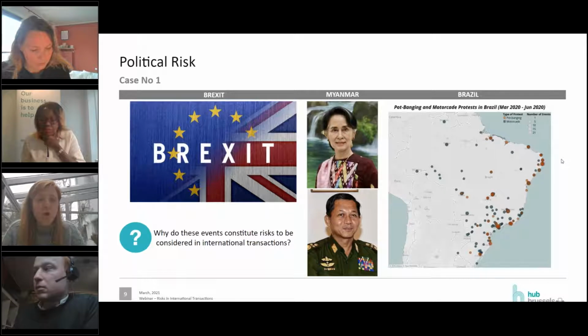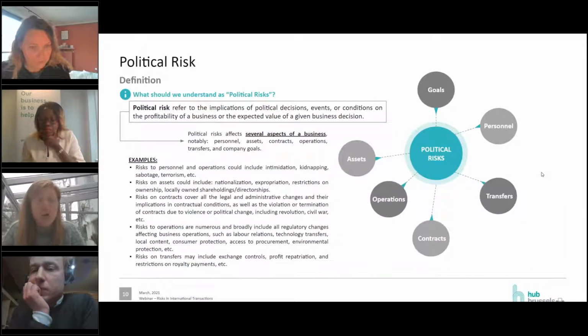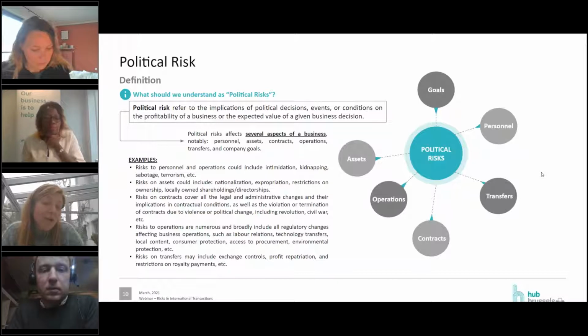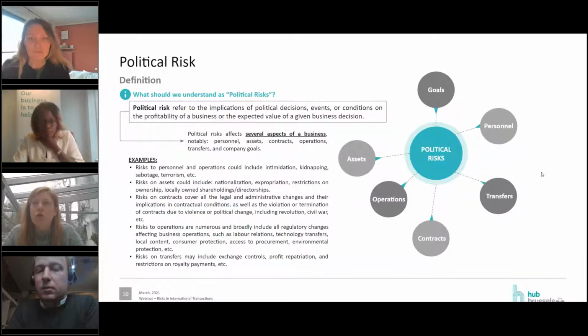So maybe we can go now to the slide where we have the definition of political risk, which is a very, very broad definition. Basically, it refers to the implications of recent political decisions, events, or conditions that affect the profitability of a business or the expected value of a given business. Why expected? This is mostly in relation to investments, and for example expropriation of investments that can happen in those countries that don't have a sound economic policy, but actually just freeze assets or freeze investments that companies have made. So you have to understand if this is going to happen, why this is happening and how to mitigate this.